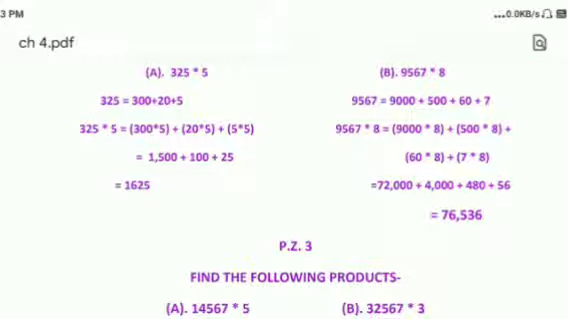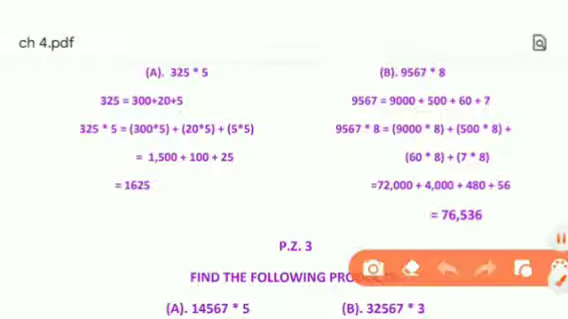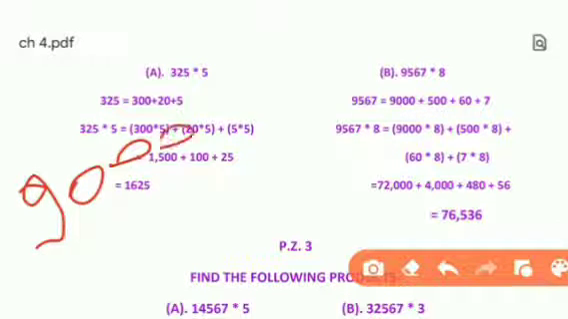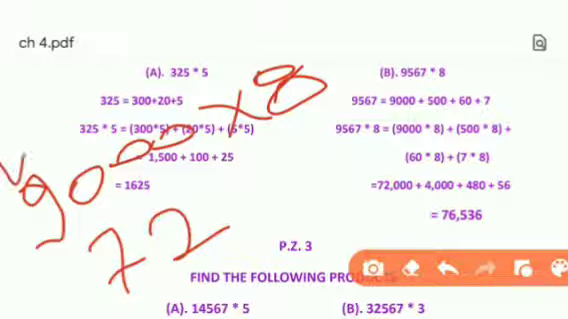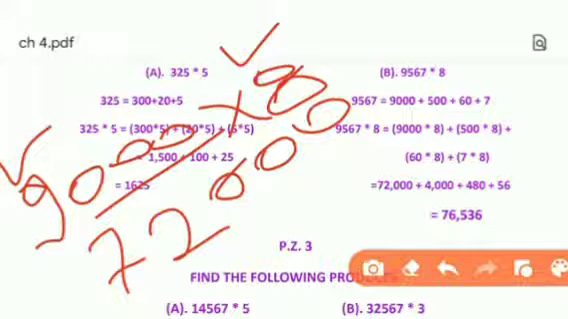So I'm explaining here. Suppose the first number is 9000, and the second number is 8. Now you have to multiply these two numbers. How will you multiply? 9 times 8 is 72. So we are writing 72, which means we are first multiplying these digits. And how many zeros are here? 3 zeros. Then we will write 3 zeros here. This is the way of multiplying bigger numbers.